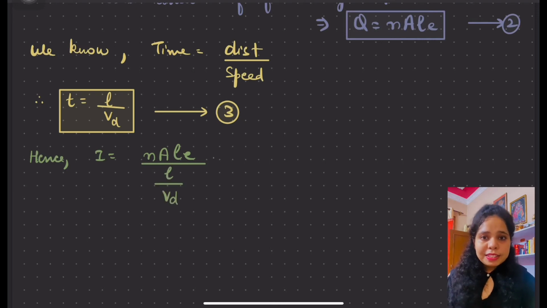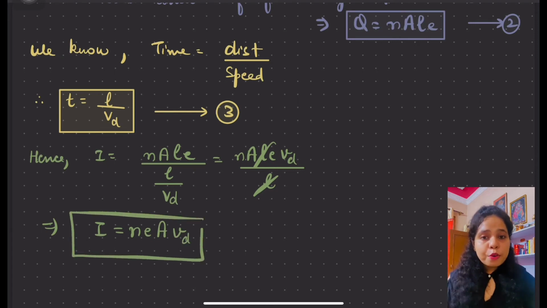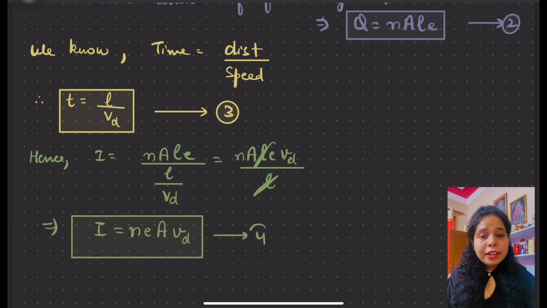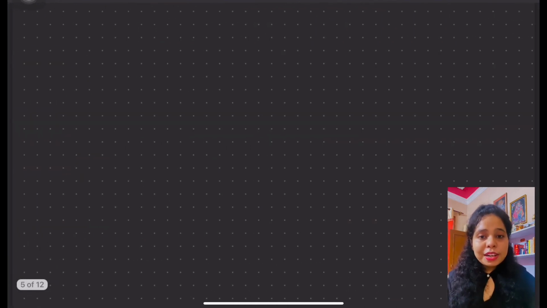Now rearranging this equation, we have I = nALeVd/L, and we can cancel out L over here, so we are left with I = neAVd, where n is the number of free electrons in a unit volume, e is the charge on one electron, capital A is the area of the metallic conductor, and Vd is the drift velocity. So current is directly proportional to the drift velocity.